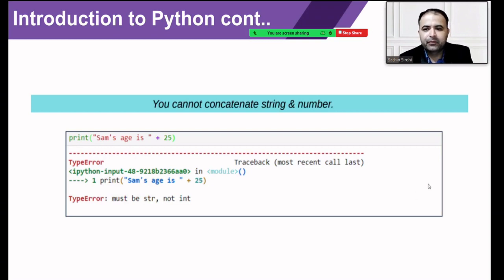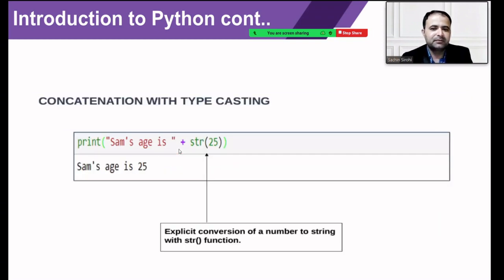Now, if you are supplying here same age is plus 25, you cannot concatenate string and number. It is a problem. Then again, we have to typecast the integer. Same age is 25. We cannot concatenate directly because the data type should be similar. So that's why I'm typecasting into the string. So same age is string.